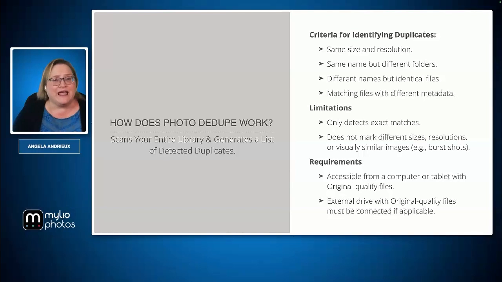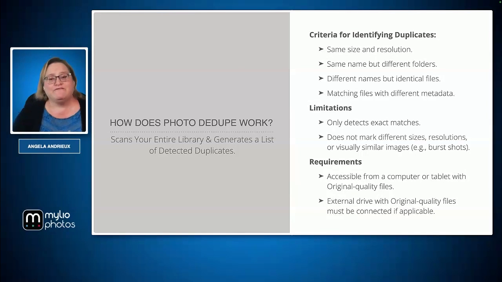They can be the same name and in different folders, or they can be different names, but identical files. Mylio can find those too. And it can also find matching files that have different metadata. So let's say you have a group of images that you've gone through and you've added face tags and keywords and things like that. And then you have a duplicate somewhere else that doesn't have that information. You can choose which one of those you want to keep. And later on, we'll talk about how you can merge the metadata from the one that you're getting rid of into the one you keep so you don't lose any of that important work.